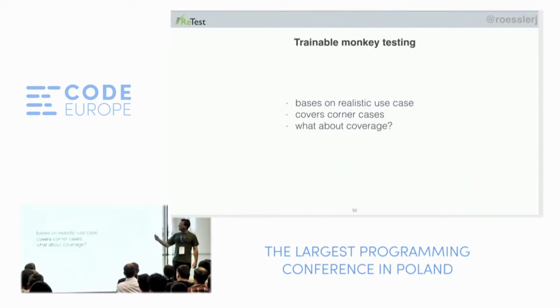So, the trainable monkey bases on realistic use cases. It covers the corner cases. And the question is, what about coverage? So how do you know whether you tested enough, right? At what point does the monkey know whether it tested all the scenarios or tested enough scenarios?